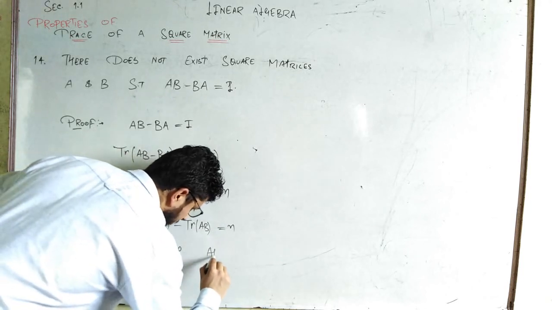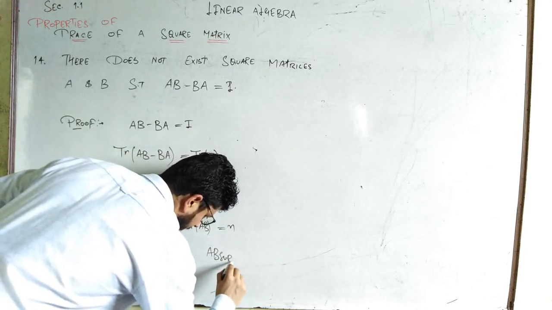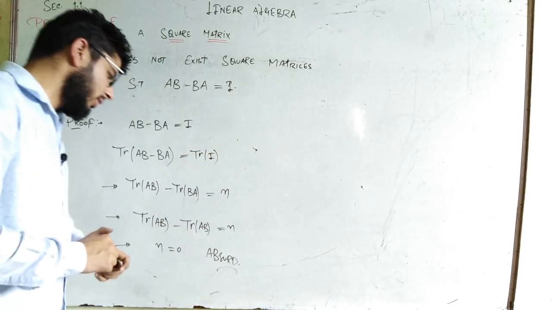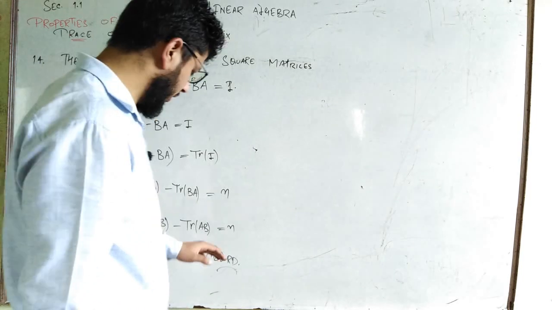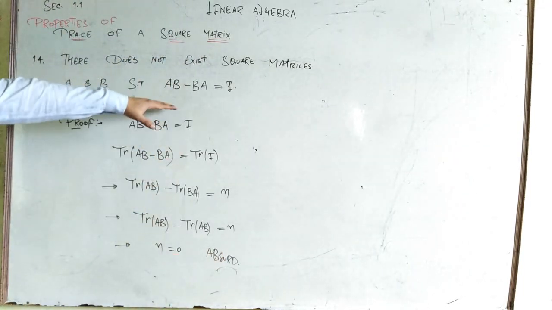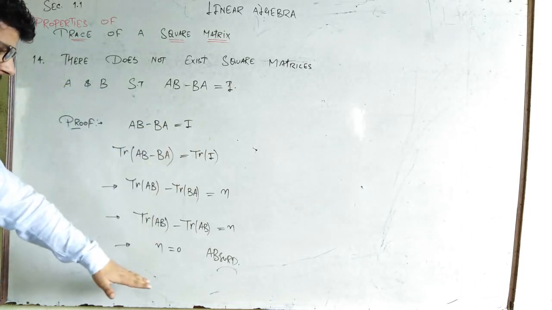Now this implies N is zero. It's absurd. This is very much incorrect, right? As the moment we talk about the order, it's a natural number, right? So that's it. That way we can show that this is incorrect, right? Using the concept of trace.